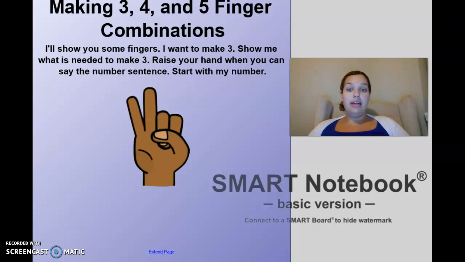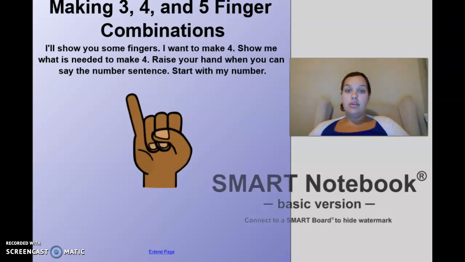I want to make 3 again, but this time I have, how many up on this hand? 1, 2. And then I count up and I need 3. So 2 and 1 make 3. 2 and 1 make 3. I want to make 4 this time. 1, 2, 3, 4. 1 and 3 make 4.